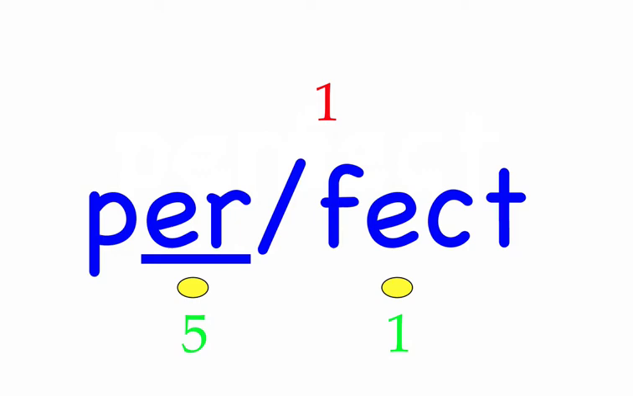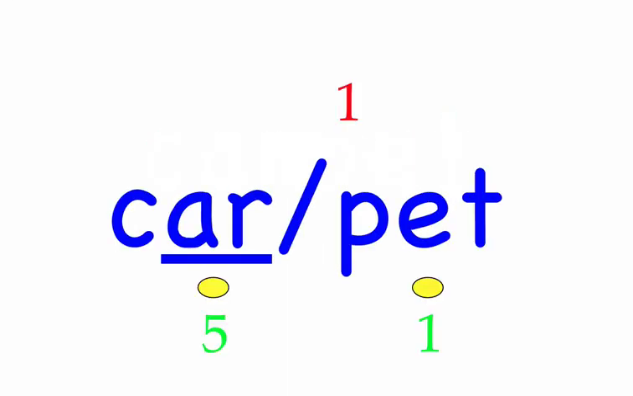The next word is carpet. I need to vacuum the carpet. Car, 2 sounds. K, R. Pet, 3 sounds. P, E, T. Carpet. Mark the word. Carpet.